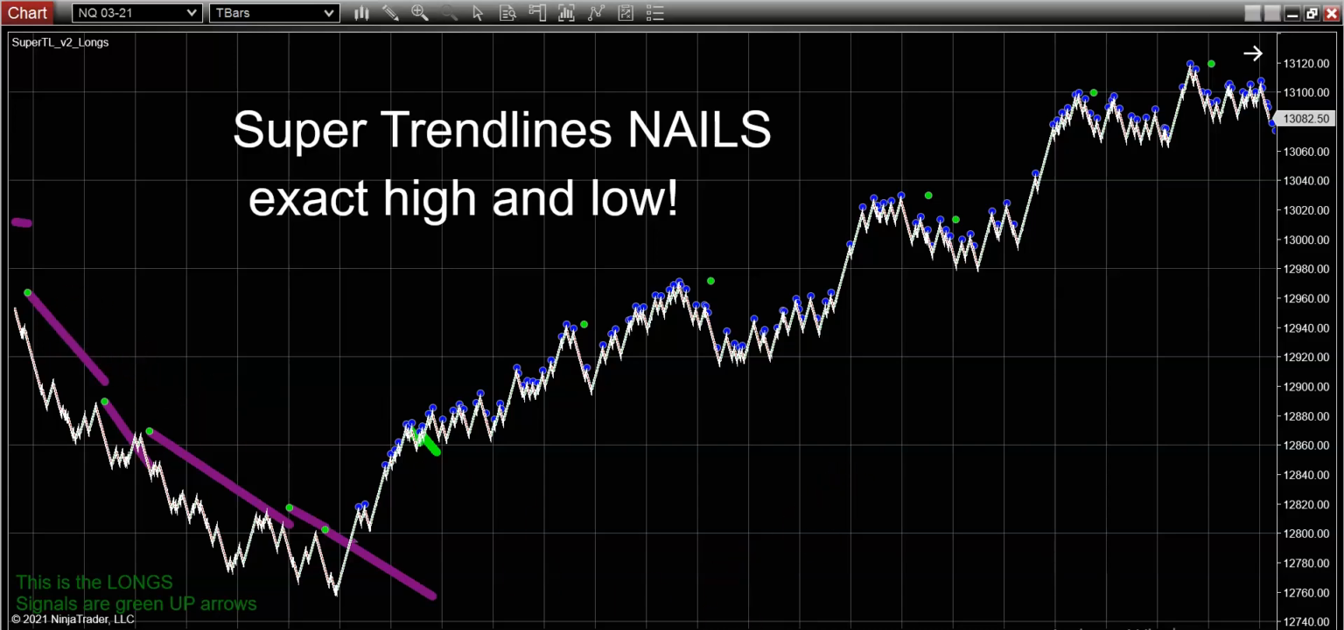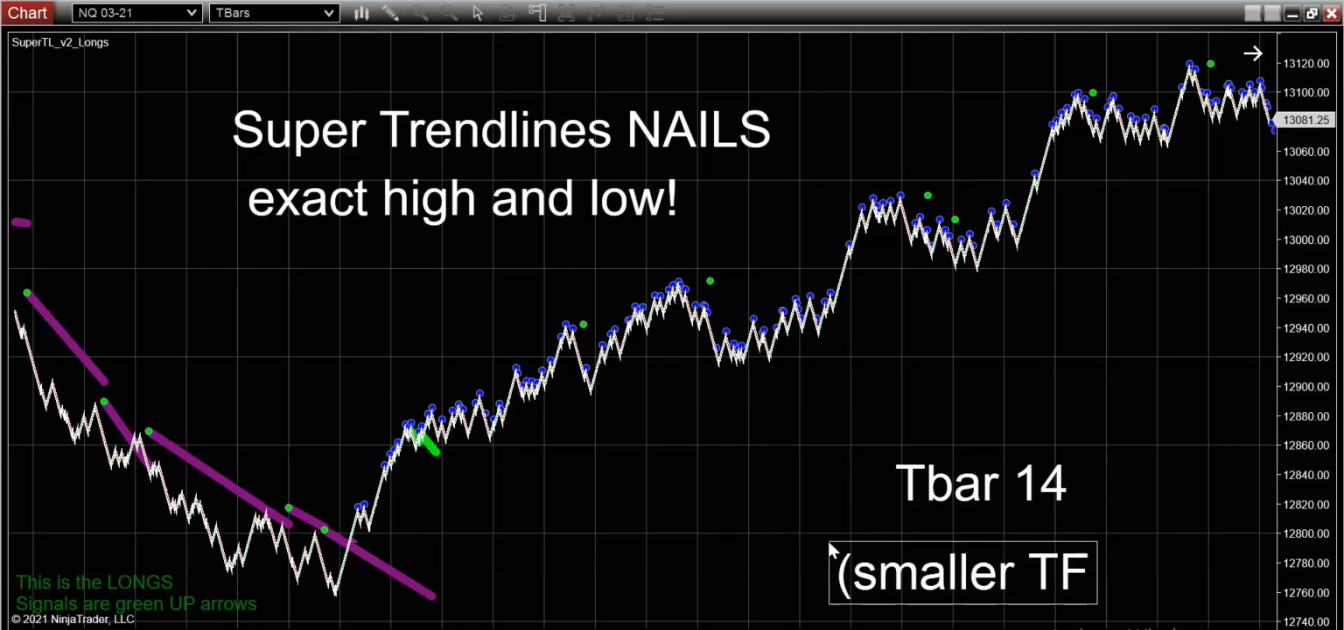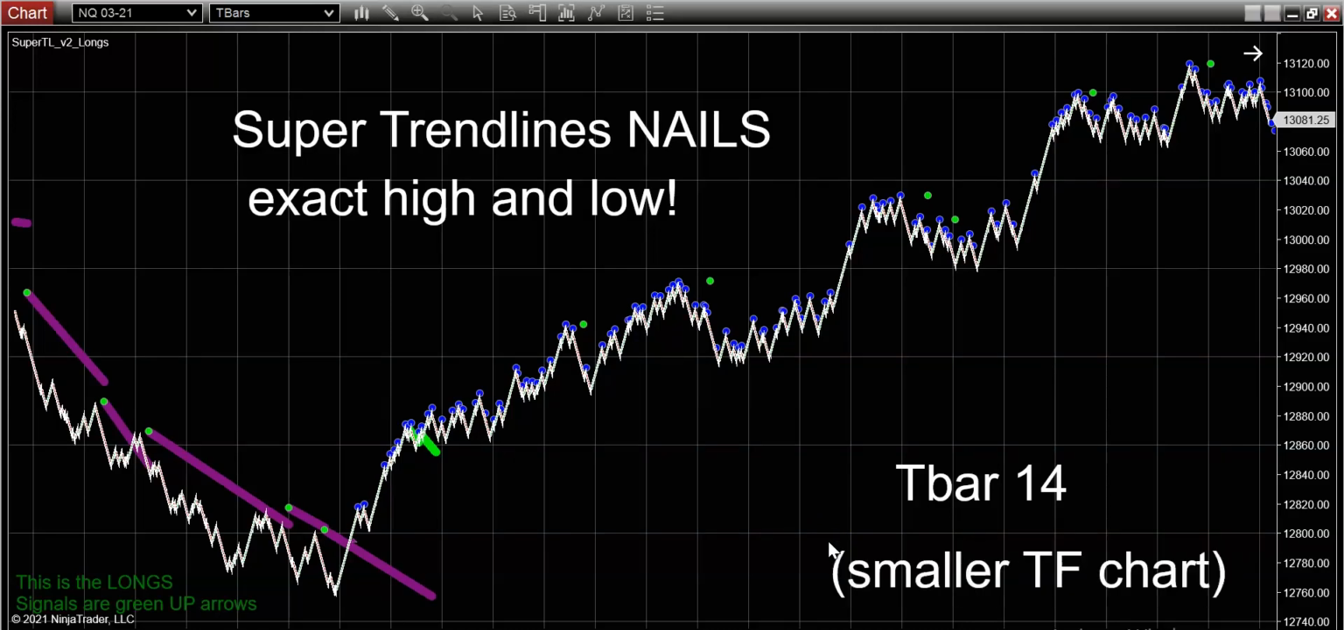It will grab data from a higher time frame chart, and that data will be drawn in the smaller time frame chart, which, by the way, I'll quickly label. This is a T-bar 14. This is my smaller time frame chart, just so you guys know. So anyway, back to what I was saying. The Super Trend Lines is going to grab data from a higher time frame chart, and that data will be drawn as purple trend lines. End of story. There's nothing complicated about that.